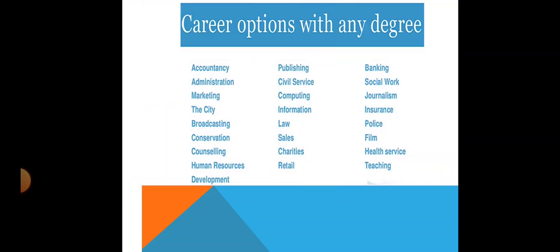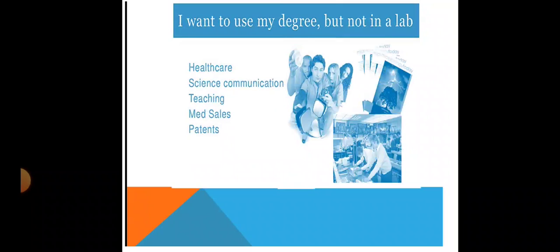Okay, these are some career options with any degree. That is accountancy, administration, marketing, broadcasting, counselling, human resources, law, sales, computing, civil service, publishing, banking, social work, journalism, insurance, police, health service, teaching, film, etc.